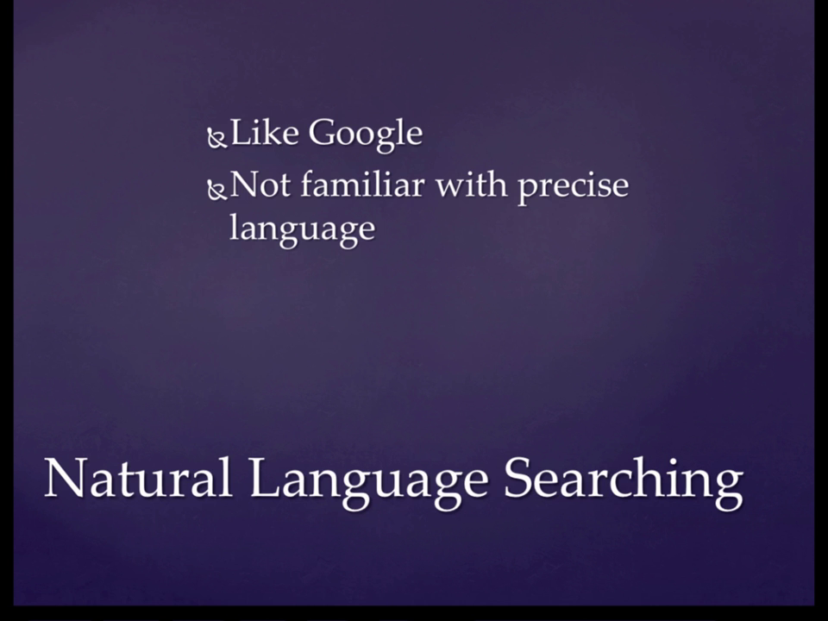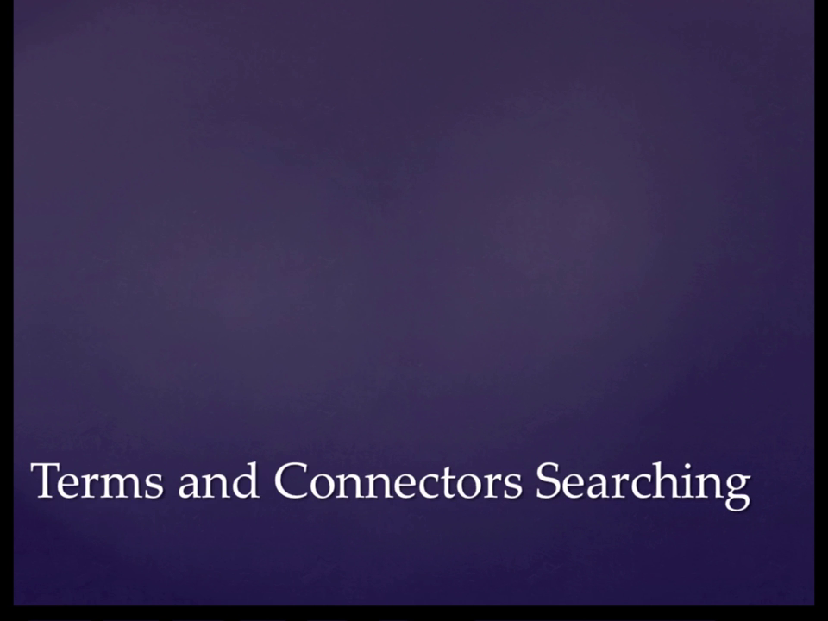It can also be useful when you are looking for a broad concept or topic, rather than a particular document. When you use natural language searching, you are relying more heavily on the search engine's algorithms to determine relevancy. In contrast, terms and connector searching is often more useful when you're looking for very specific information or looking for a particular document. Terms and connector searching is very precise.